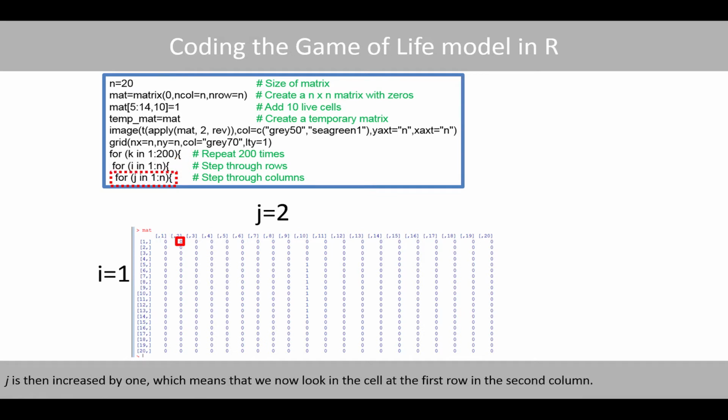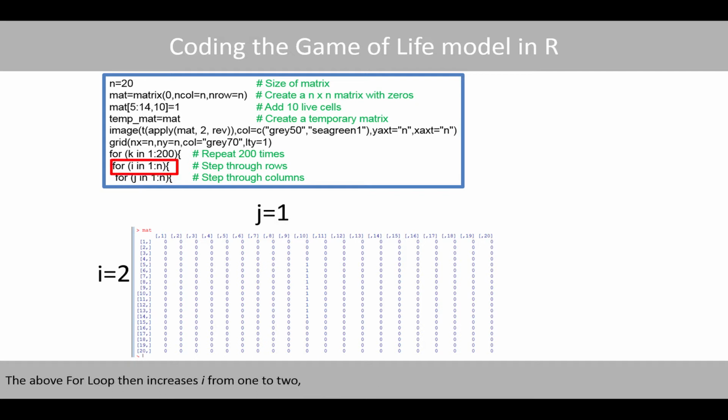j is then increased by 1, which means that we now look in the cell at the first row in the second column. And when j is increased again, we now look in the third column, and so forth. Once j has reached the total number of columns, the iteration stops.